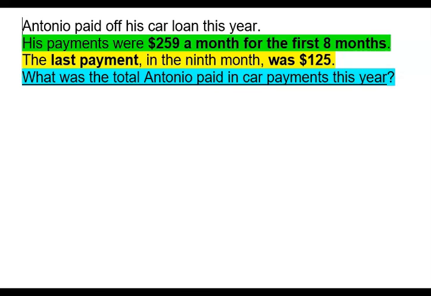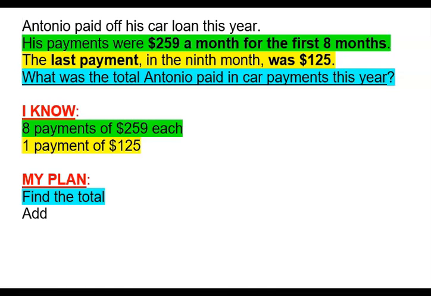Okay, so Antonio paid off his car loan this year. Okay, that's great, but that is really not any part of the information that we need, right? What do we need to know to make our plan on how to solve this? His payments were $259 a month for the first 8 months. Now that's important information, right? So we have $259 a month for 8 months, and then in the 9th month, his last payment was $125. So we have two things going on, right? We have monthly payments of $259, and then we have this last payment of $125.